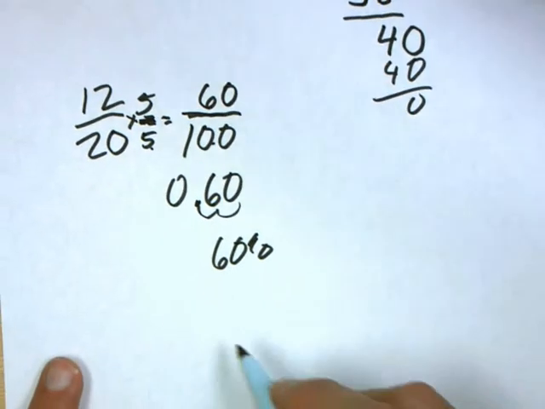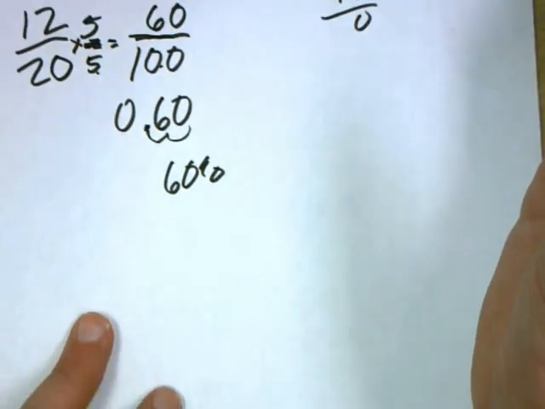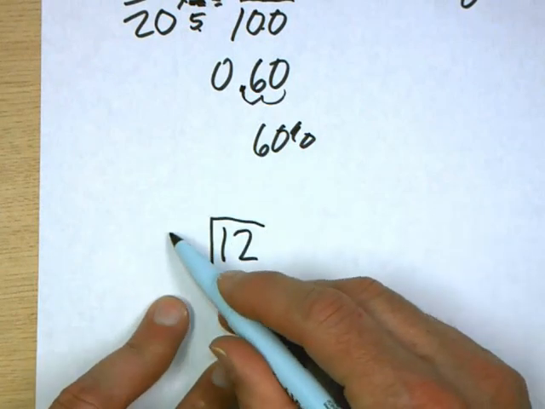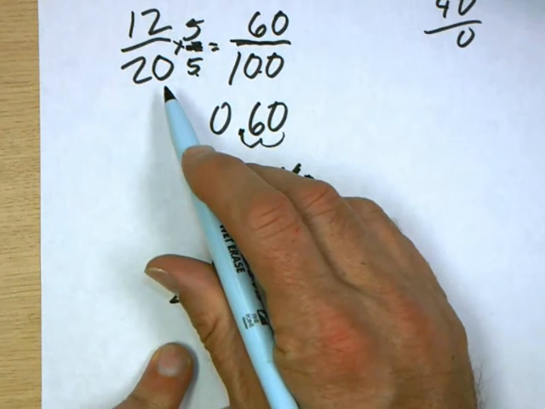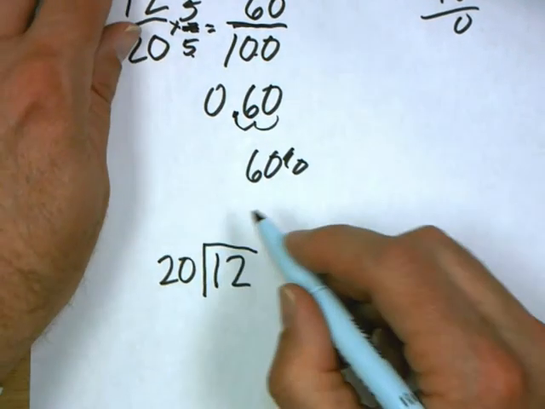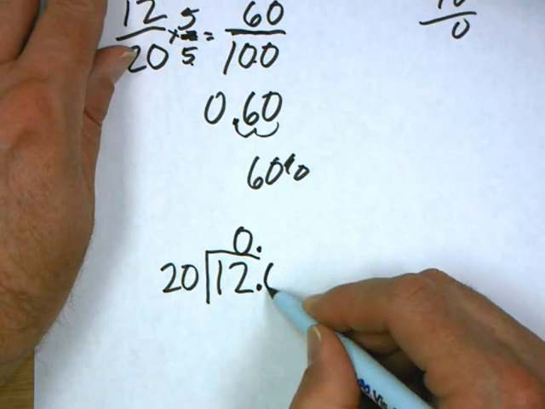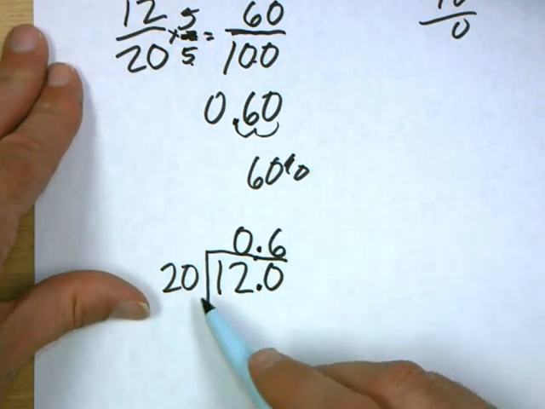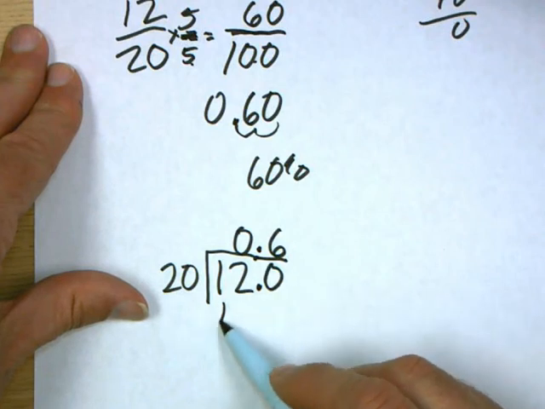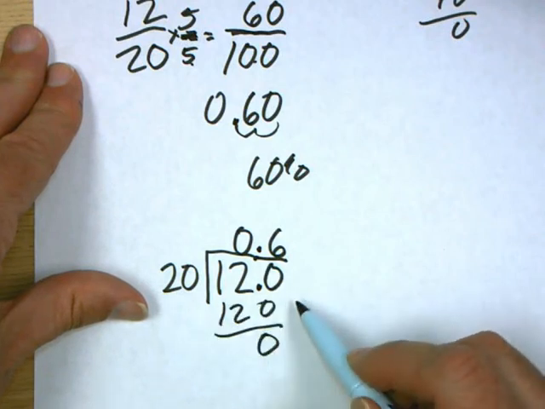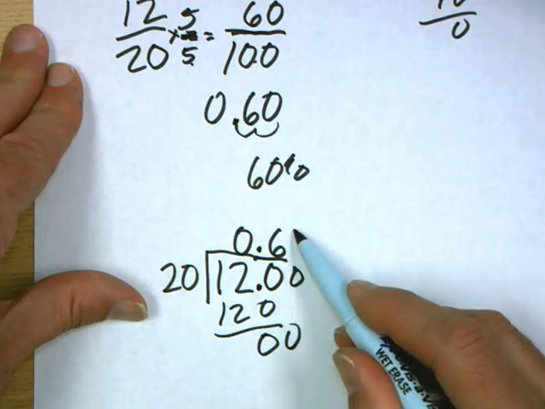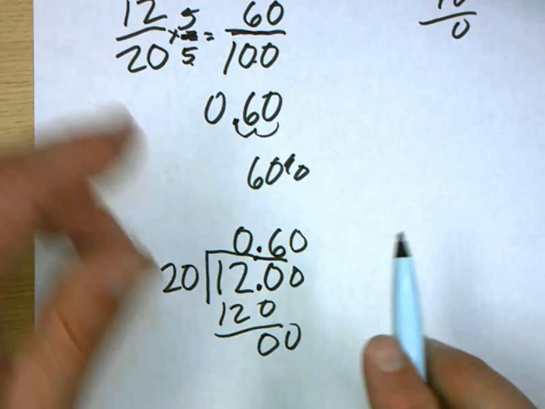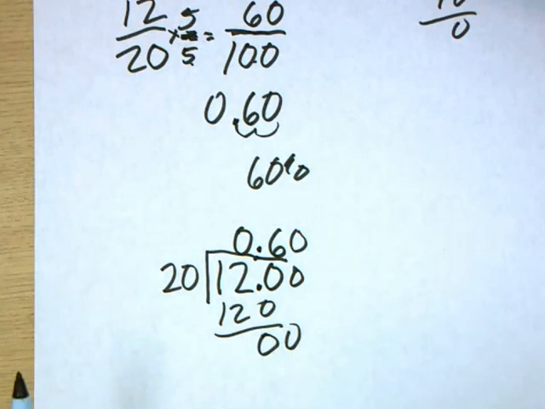Let's try it the long way. So I could also go, we're just trying all kinds of procedures here. 12 divided by 20. The denominator is always the divisor. So I have 0 ones, add a 0 here. 120, it goes 6 times. 6 times 20 is 120, remainder 0. 6/10 or 60 hundredths, it's the same thing. 6/10, 60 hundredths. So, it's converting fractions to decimals and then also percents.